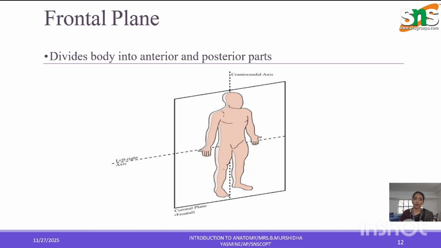The next is the frontal plane. It divides the body into anterior and posterior parts, in which we intersect the body in the center, but we need the anterior and posterior parts. When you use the frontal plane, you get the body as a front part and a back part, the two equal parts of the human body. So that is the frontal plane.